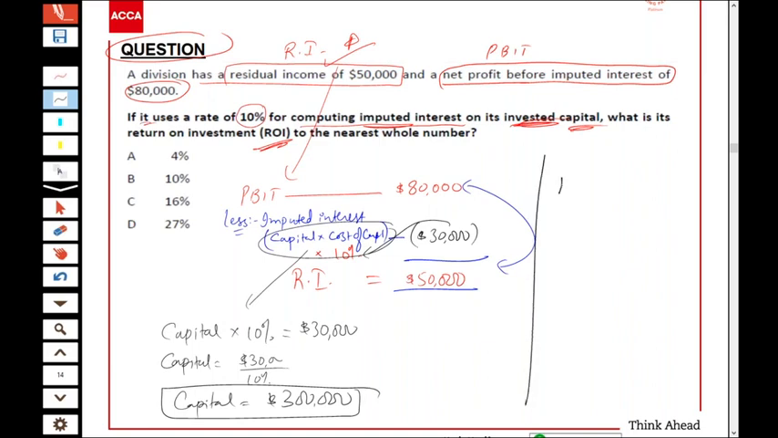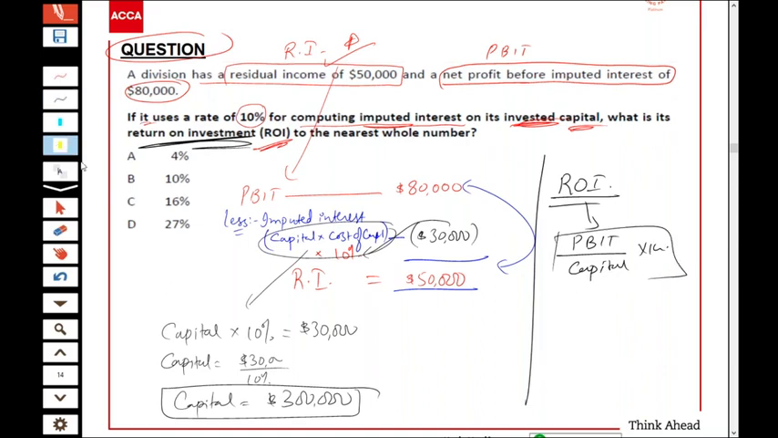Now I need to calculate ROI. ROI means return on investment. It is the same as ROCE: profit before interest and tax upon capital multiplied by 100. So what is my answer? PBIT was 80,000.